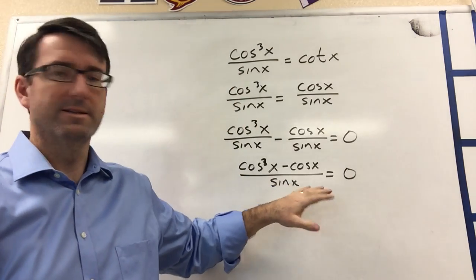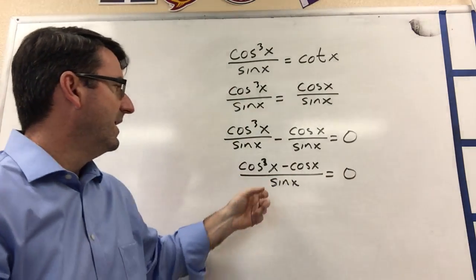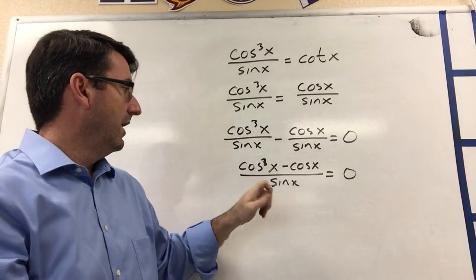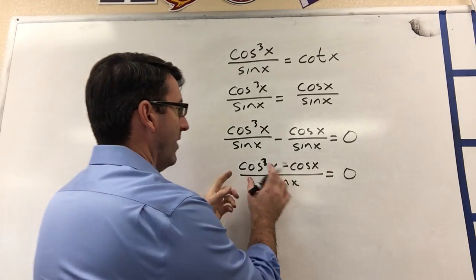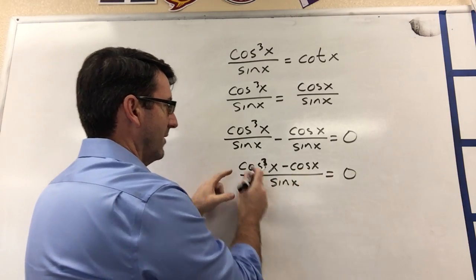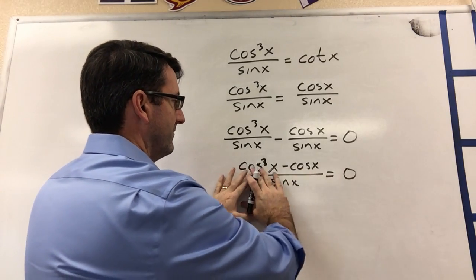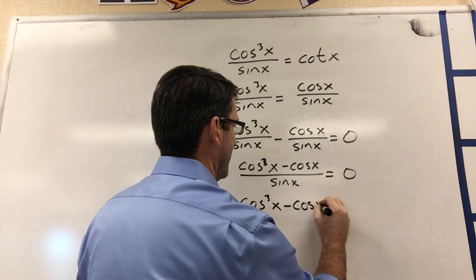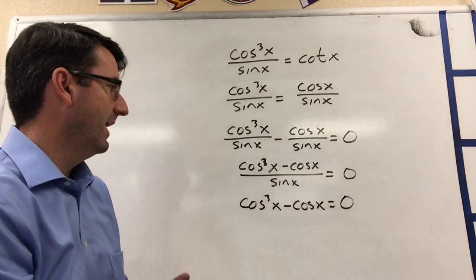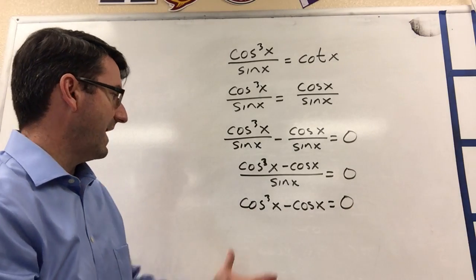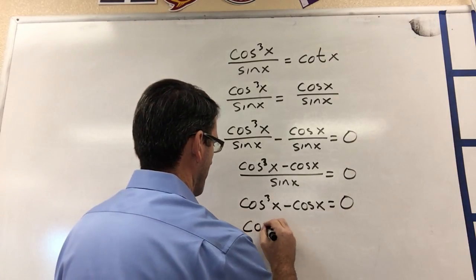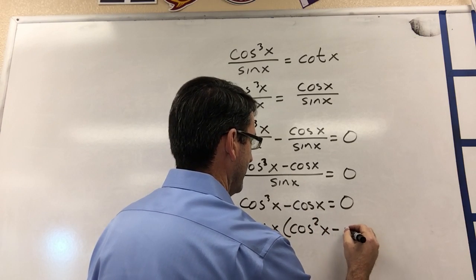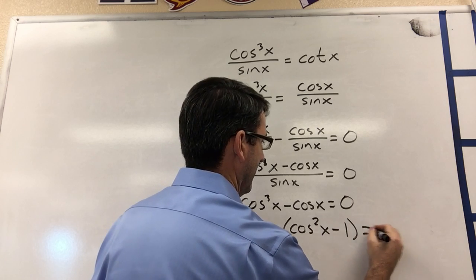All right, now looking at this, we've got this is equal to 0. We know that the 0 can't come from this sine x, because then we'd be dividing by 0. So we know that if this whole thing is going to equal 0, it's got to come from the numerator. So we can forget about this sine x and just write this as cosine cubed x minus cosine x is equal to 0. And now we've got something that we can factor. We're going to factor out a cosine, and we're left with cosine squared x minus 1, and all of that is equal to 0.